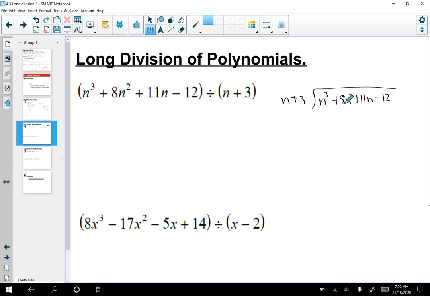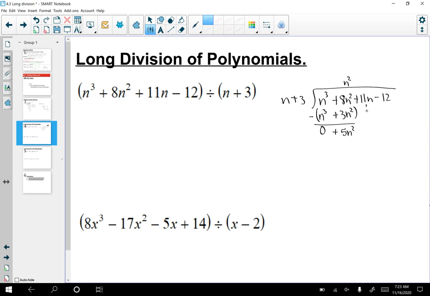Since we're multiplying by n squared, that needs to go above our n squared term. So we're going to write n squared here, because n squared times n gives me n cubed. Now we also need to multiply that by 3. So plus 3n squared. Now, similarly, as if we were dividing by numbers, we need to subtract that. But be careful to subtract everything. So n cubed minus n cubed gives me 0, and then 8n squared minus 3n squared gives me 5n squared.